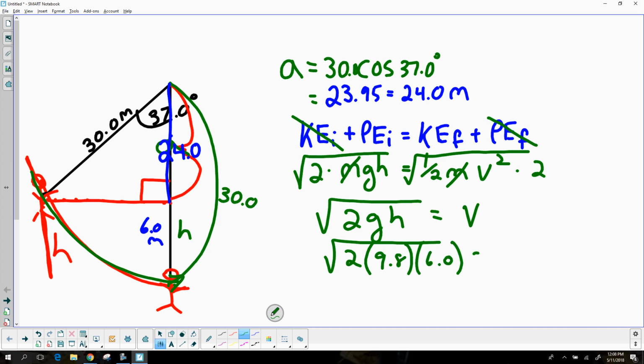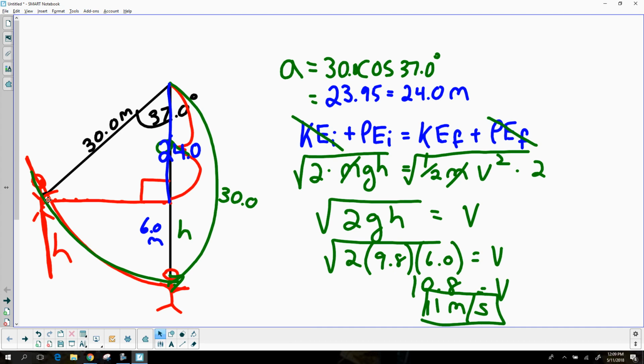6.0 is your height. And when I solve this out, I get 10.8. However, I've got 2 sig figs in the height, so it's 11 meters per second. That is going to be part A for this particular problem.